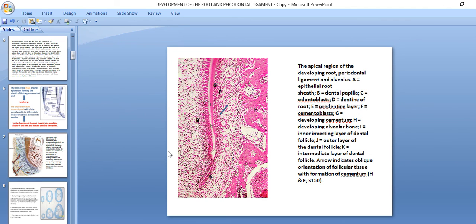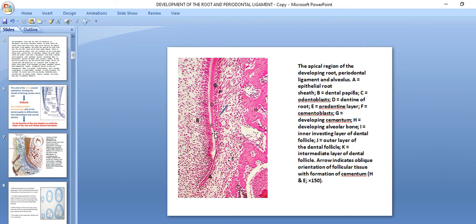This micrograph illustrates the apical region of the developing root, periodontal ligament, dental papilla, and alveolus. Here you can see the alveolar bone development, and the tissues of the dental follicle in the developing root have been described as comprising three layers. Here you can see these three layers.